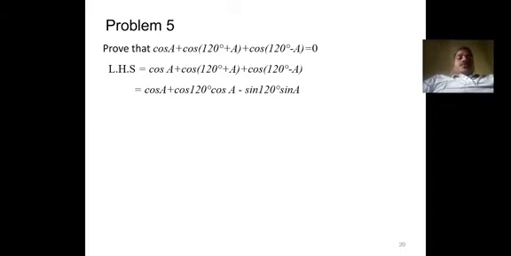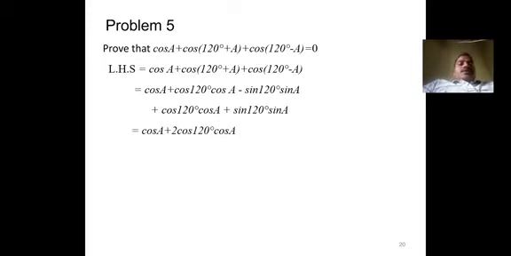With the help of the two formulas, we get cos a plus cos 120 cos a minus sin 120 sin a plus cos 120 cos a plus sin 120 sin a. Here, the plus sin 120 sin a and minus sin 120 sin a will cancel. The remaining is cos a plus cos 120 into cos a plus cos 120 into cos a. So 2 cos 120 into cos a.